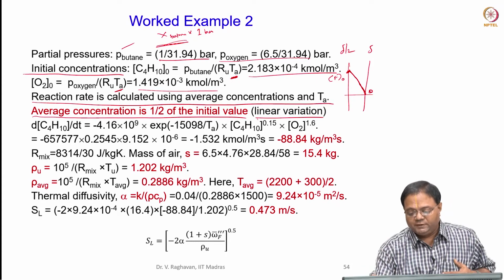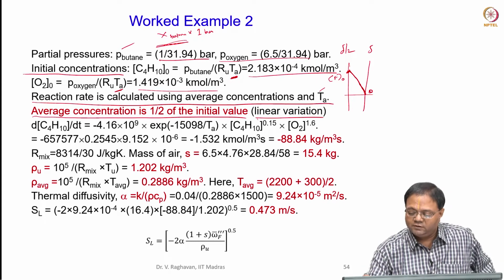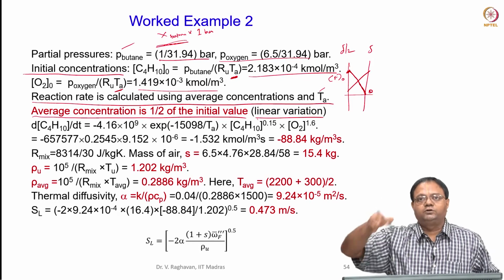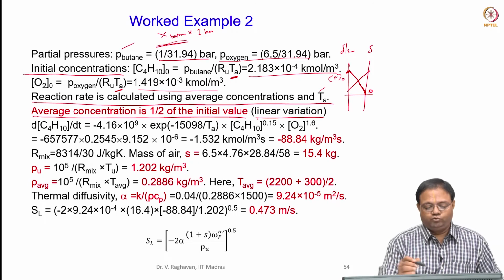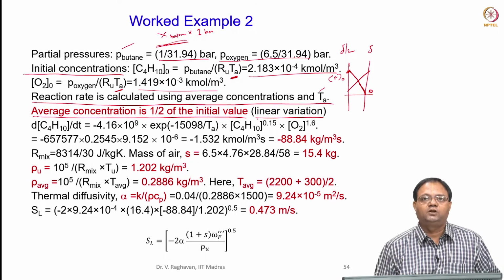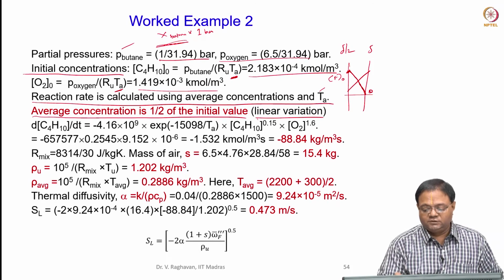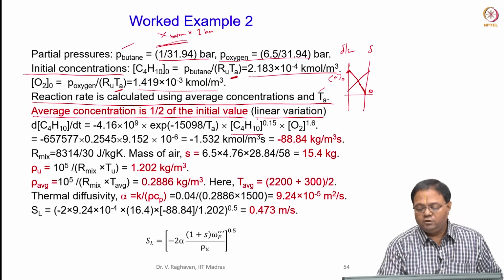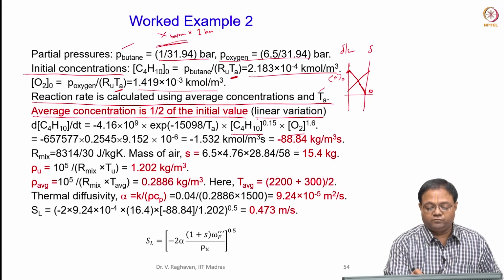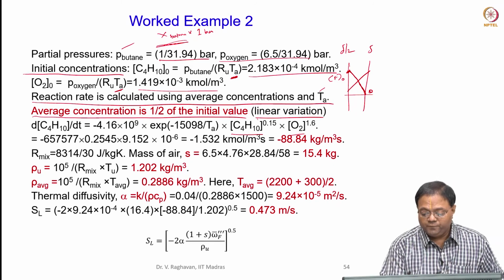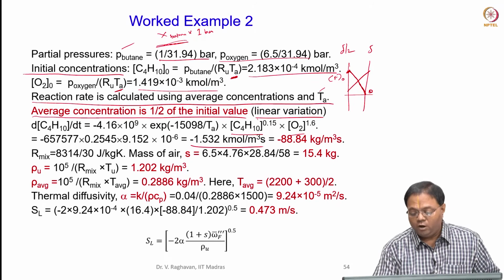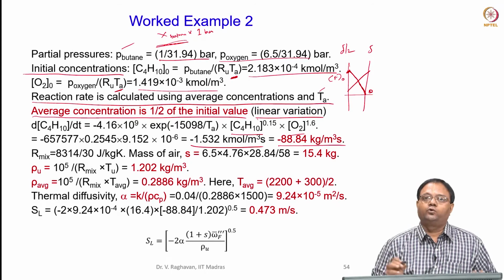So temperature we have assumed increases linearly, and concentration also decreases linearly from the initial value to a 0 value. So the average concentration is half of the initial value. Using this half of the initial concentration, with subscript 0, you can then calculate the reaction rate in kilomole per meter cube second or in kg per meter cube second.